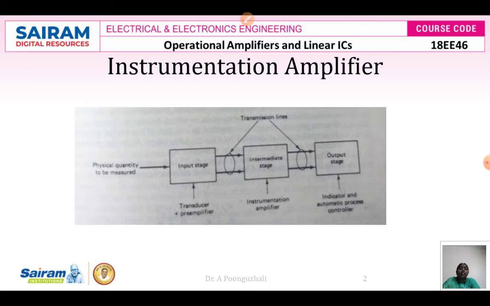Here the output stage is going to be an indicator and an automatic process controller. The input stage is connected to the intermediate stage, and the intermediate stage to the output stage, with the help of transmission lines. This is the basic generalized block diagram of your instrumentation amplifier.